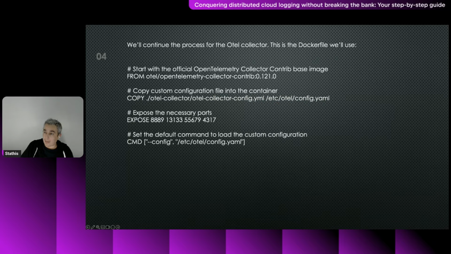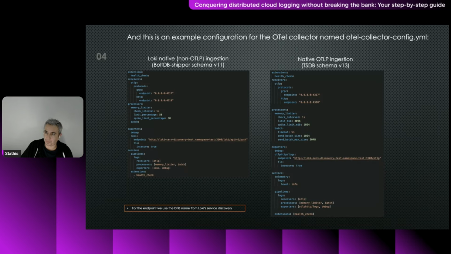I'll move on to the next slide. This is the OpenTelemetry collector Docker file. Again, we use it as it is. It also needs a configuration file. We have a look at it here.